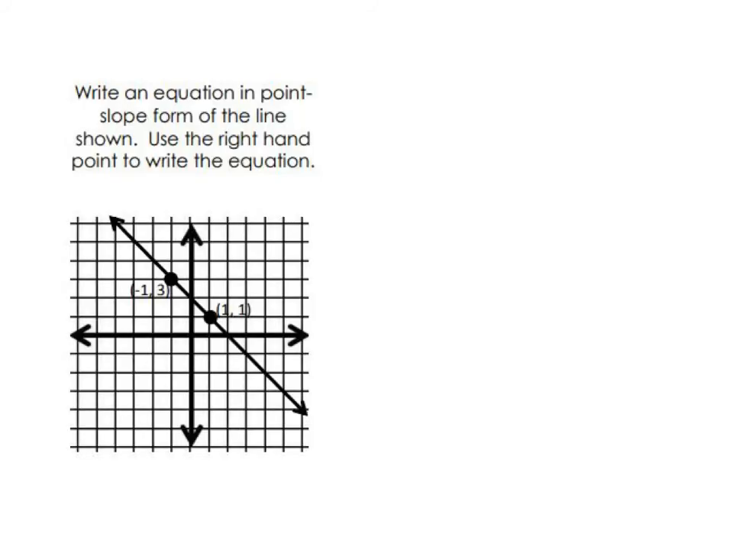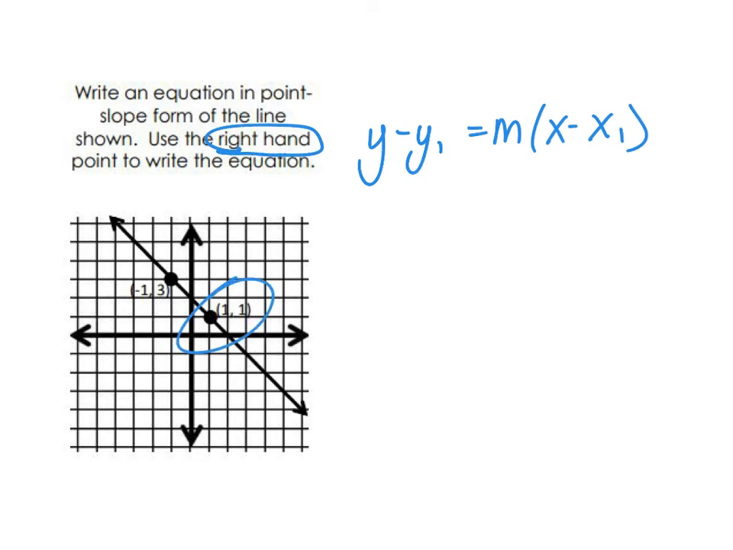Now here, we're actually going to write the equation in point slope form, so y minus y1 equals m times x minus x1. So it says use the right-hand point, so the right-hand point would be this one here. So we needed that slope and the point. The point is 1, 1 that we're going to use. So the slope would be a rise of 2 and a run of 2. So our slope is 1. That looks accurate to me.